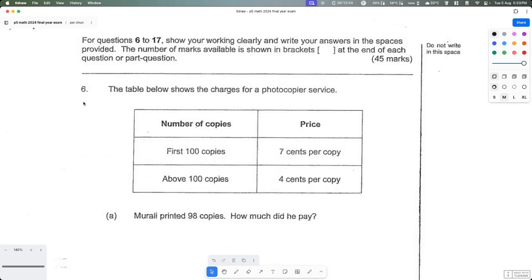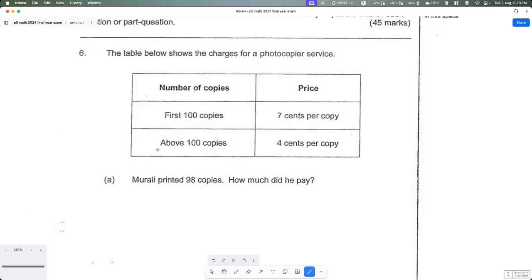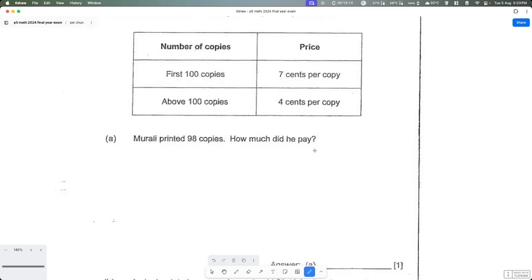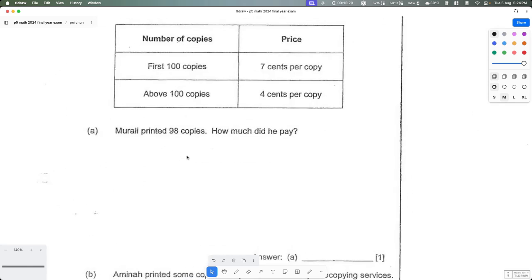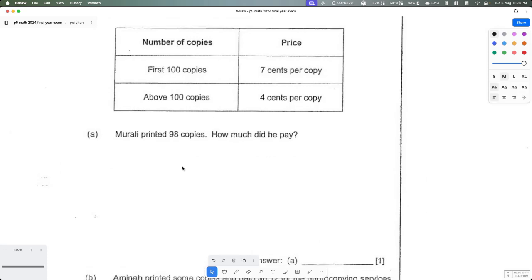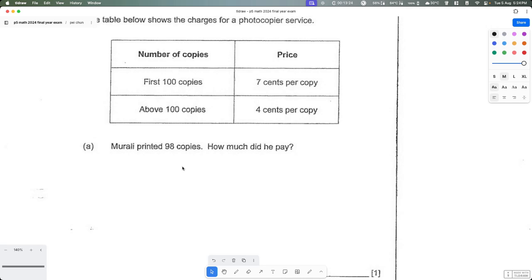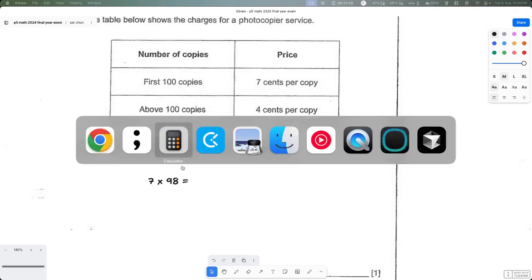Question 6. It says here the table below shows the charges for a photocopier service. First 100 copies, 7 cents per copy. Above 100 is 4 cents per copy. Part A: Murali printed 98 copies. How much did he pay? Pretty much it's just 7 times 98.